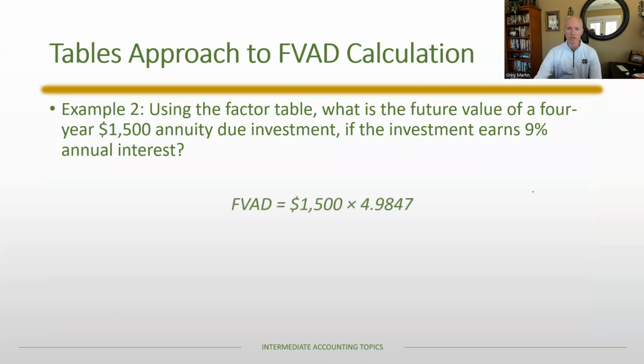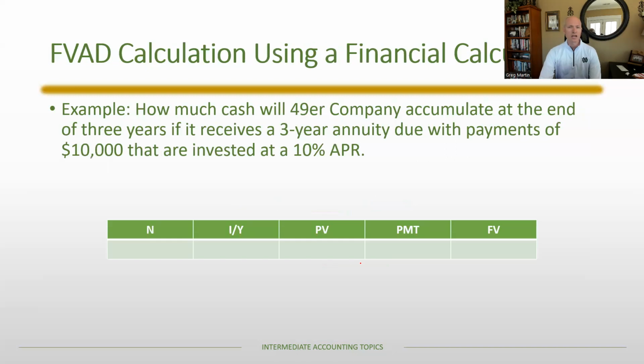We apply that factor to the annuity, and we get the future value of an annuity due, $7,477.05. Again, hopefully this is something that you're used to doing by now. You're getting more familiar with using these tables. The next one.